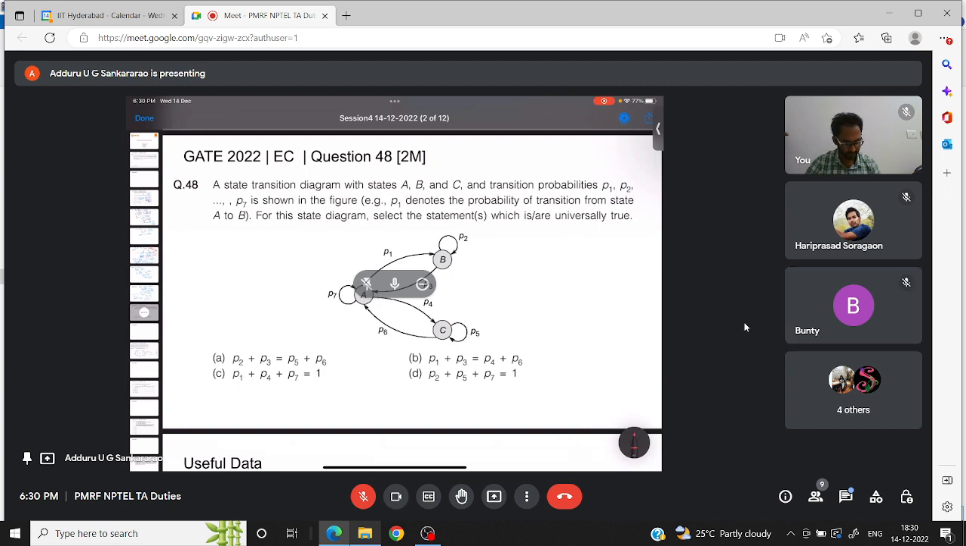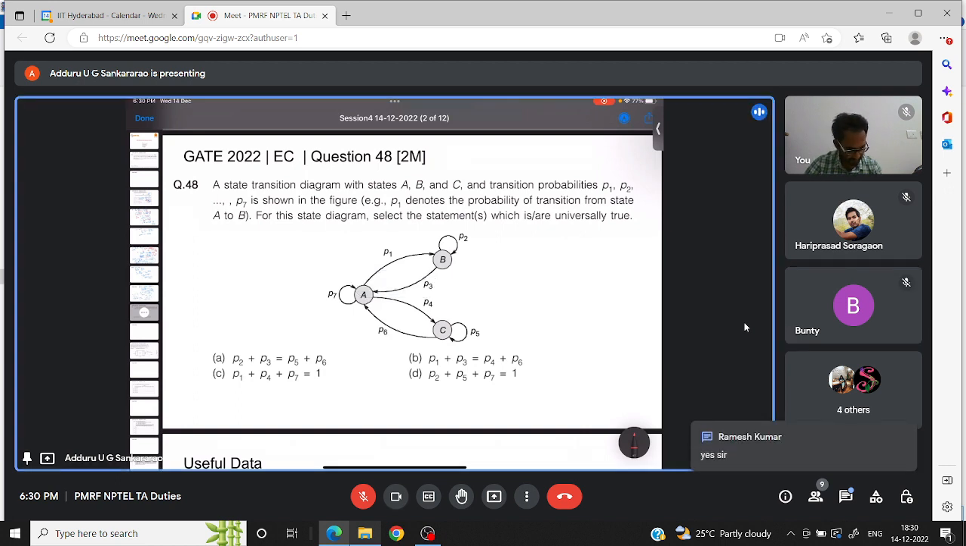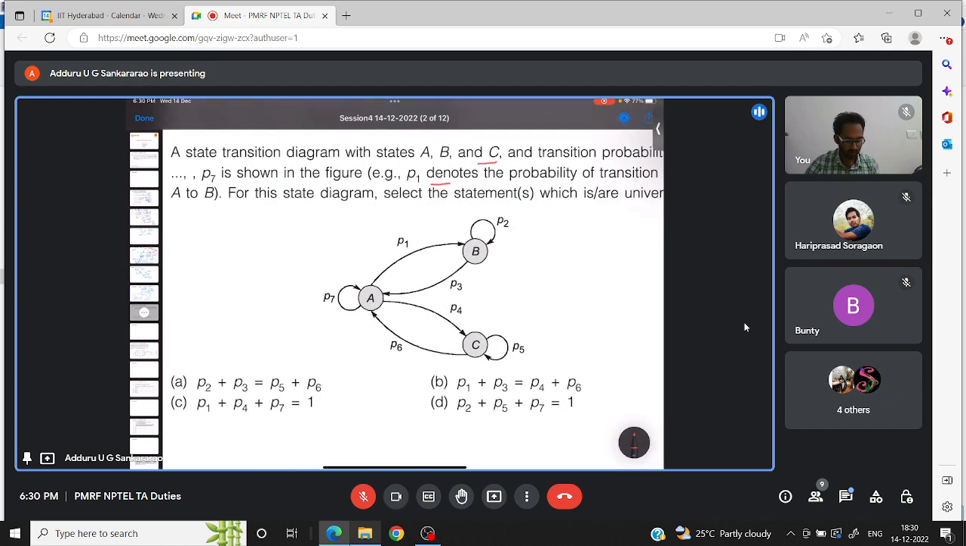Fine. So a state transition diagram with states A, B, C and transition probabilities P1, P2 up to P7 is shown in the figure. P1 denotes the probability of transition from state A to B. For the state diagram, select the statements which are universally true. That's what they're asking.